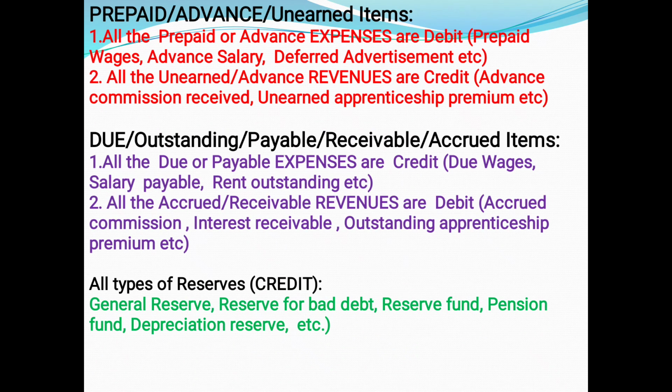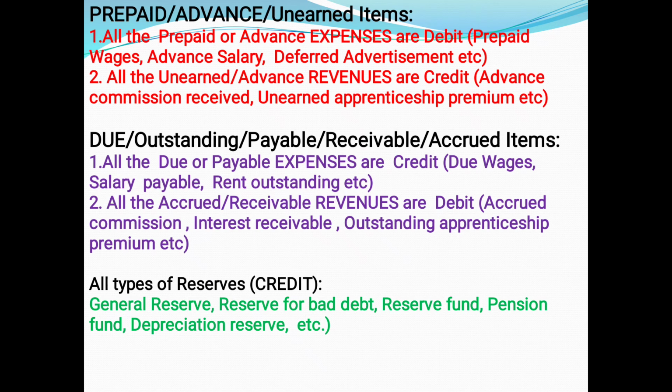Now, prepaid or advance or unearned items. All the prepaid or advance expenses are debit. All expenses are debit, so at this moment I am saying all the prepaid or advance expenses are also debit. For example, prepaid wages, advance salary, deferred advertisement, etc.